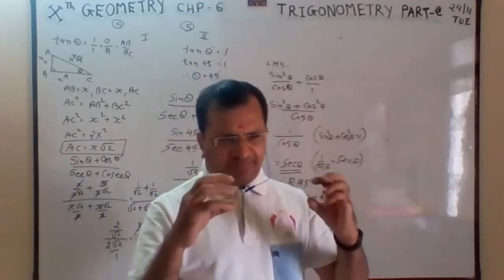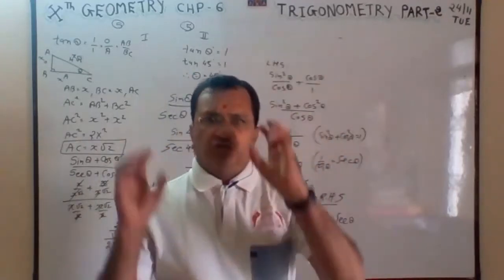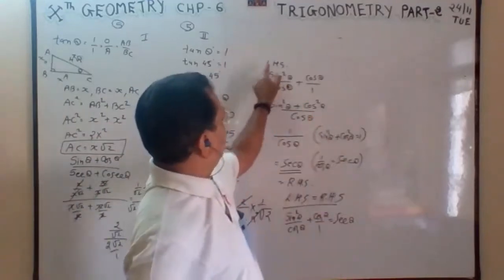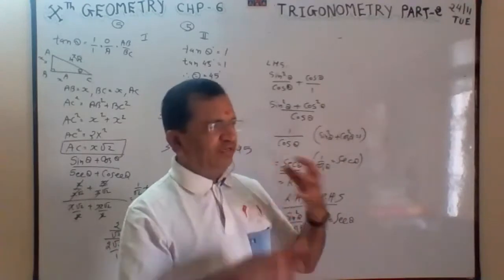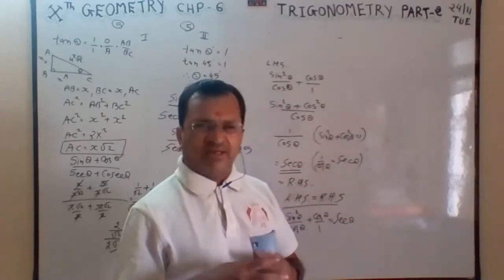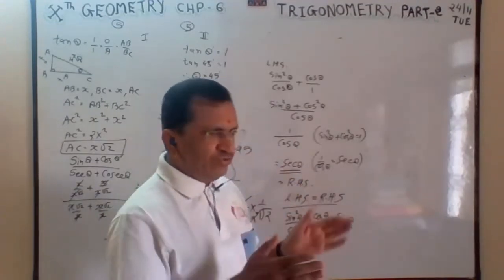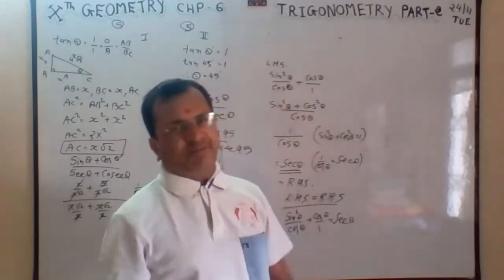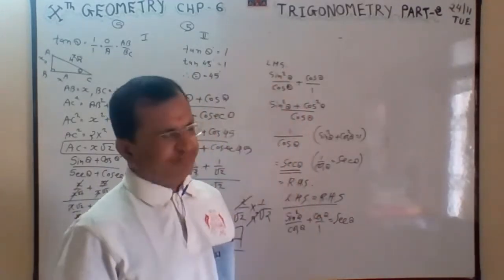In the second type of sum, they will give one equation. This is one equation. You just take the left part. Left part is this. With identity, with 90 minus, with tan is equal to sin by cos, cot is equal to cos by sin. Anyhow try to reduce, and in every step compare with the right side.